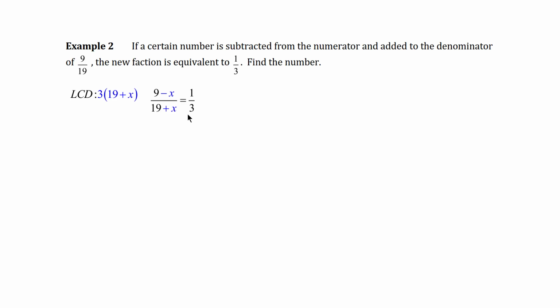Next, we get rid of the fractions by multiplying by the LCD, which is 3 times the parentheses 19 plus x. So we have 3 times the parentheses 19 plus x times 9 minus x over 19 plus x equals 1 over 3 times 3 times the parentheses 19 plus x. Next, we simplify. On the left-hand side, we could cancel out the 19 plus x's, and on the right-hand side, we could cancel out the 3's. The result is 3 times the parentheses 9 minus x equals 19 plus x. From here, we could distribute the 3 inside the parentheses to the 9 minus x, and then bring down everything on the right-hand side. The result is 27 minus 3x equals 19 plus x.